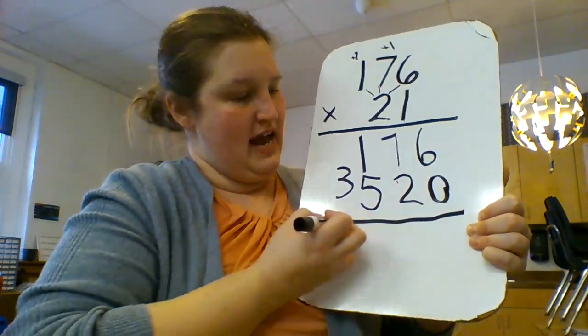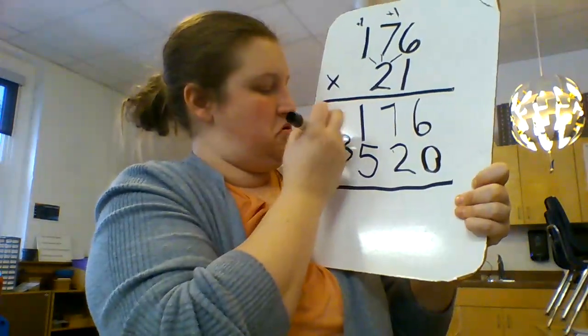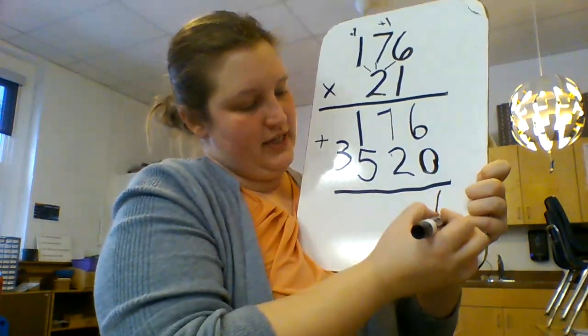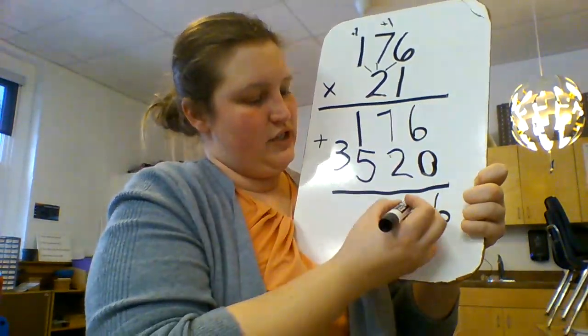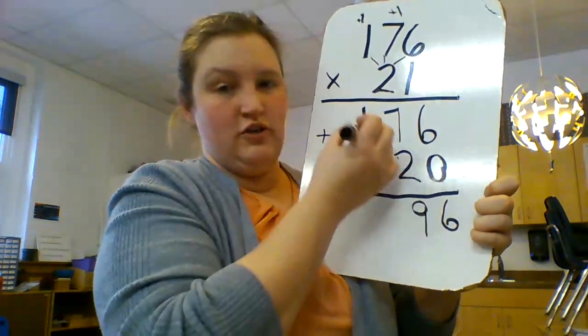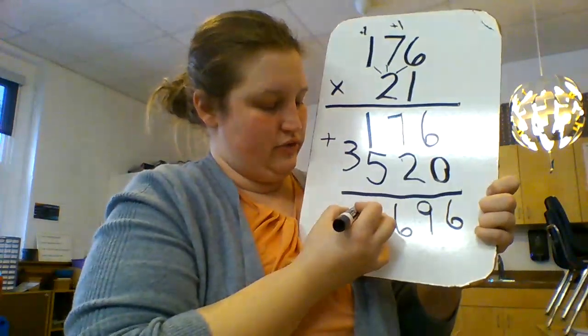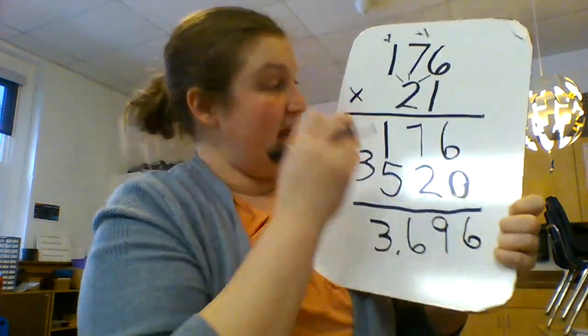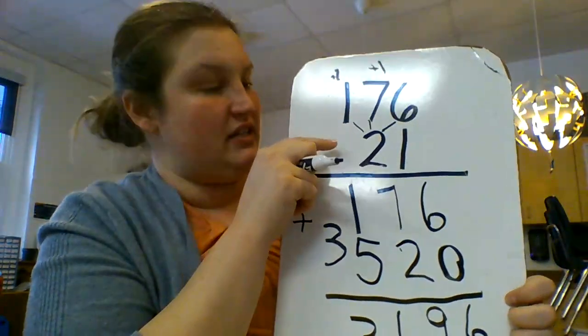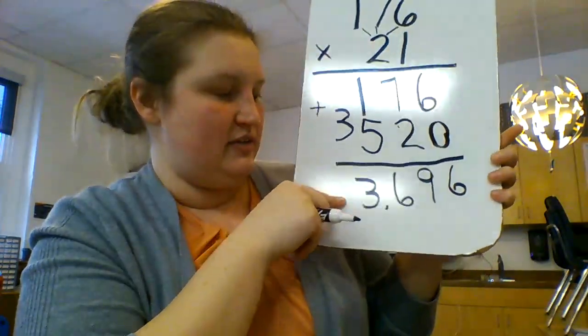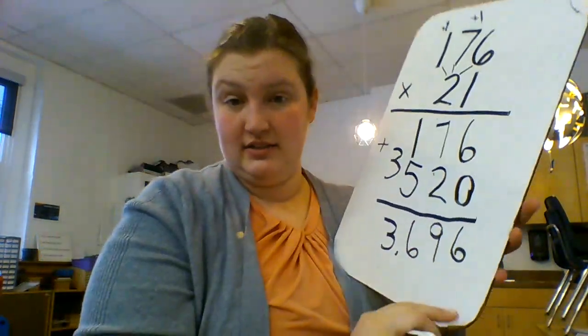And now I'm going to add straight up and down. 6 plus 0 is 6. 7 plus 2 is 9. 1 plus 5 is 6. And nothing plus 3 is 3. So my answer to 176 times 21 is 3,696.